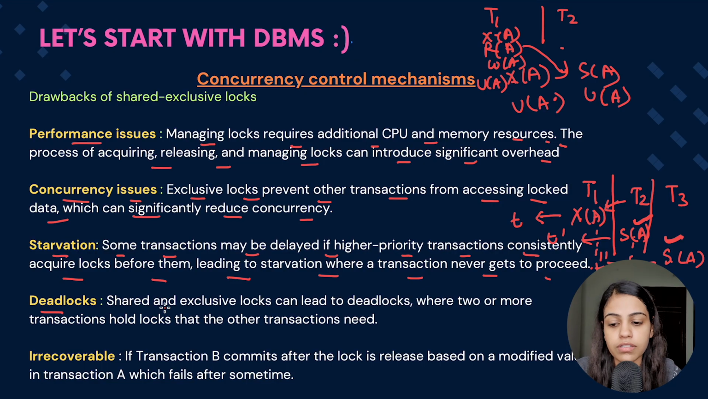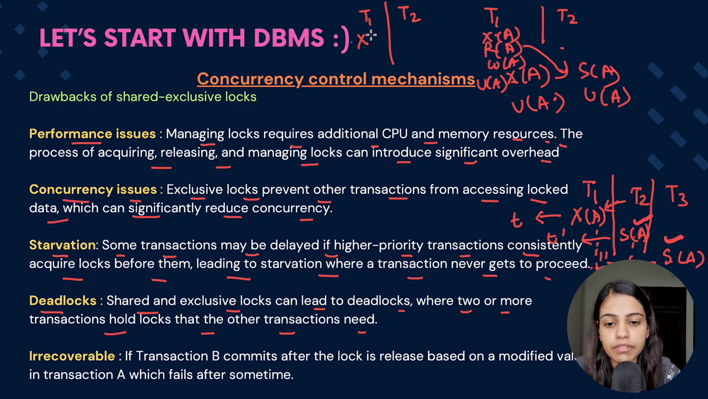Now coming to deadlocks. Shared and exclusive locks can lead to deadlocks where two or more transactions hold locks that other transactions need. So there could be some deadlocks which could be formed, because consider if there are two transactions T1 and T2, where T1 is acquiring an exclusive lock on A. Now T2 comes in, acquires an exclusive lock on B. This could happen because the data items are different.